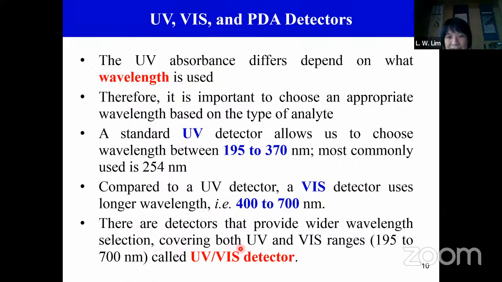For the PDA, you can combine it if you want, but UV-vis and PDA have the same function, which is based on absorbance. Since I already have questions, do you know the main difference between UV-vis and PDA? Photodiode array.